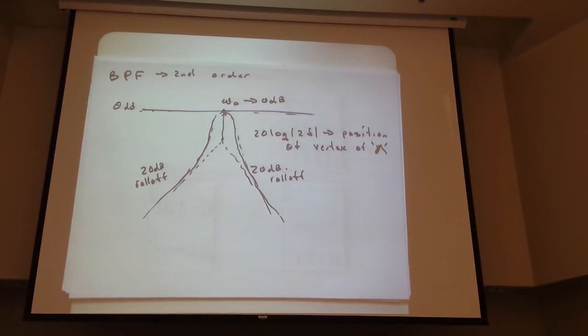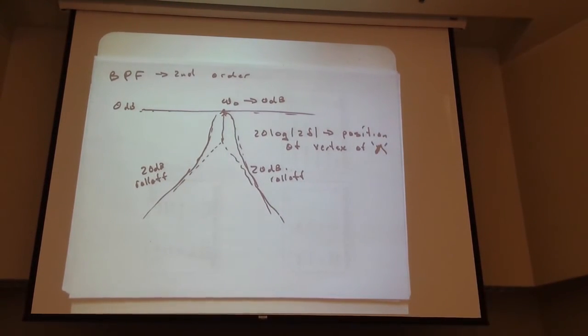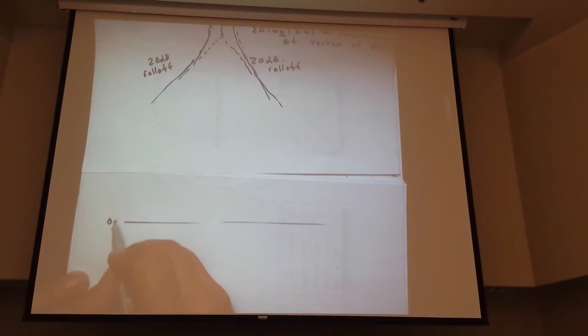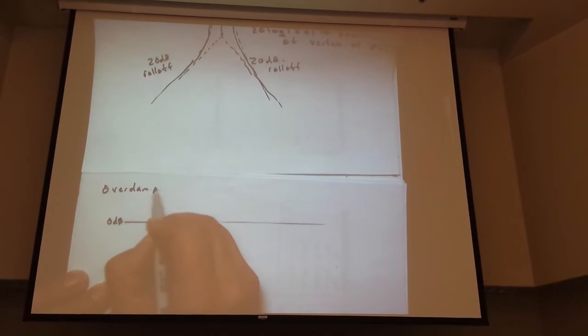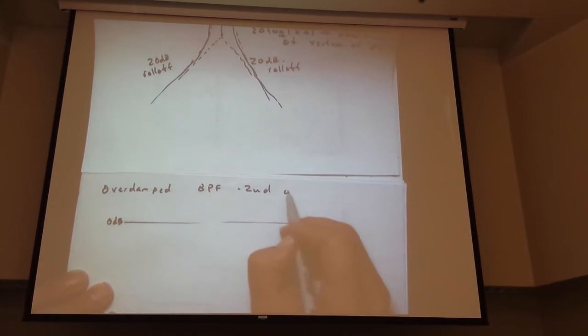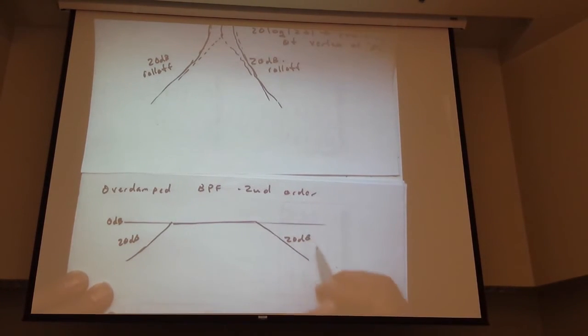The bandpass filters all have this V, even the overdamped case, but the overdamped case hits the 0 dB and then flattens out. So even the overdamped bandpass filter, which some of you I know designed in the homework, here's our 0 dB, overdamped, second-order bandpass filter. So these are both 20 dB roll-off. Nothing's changed here.